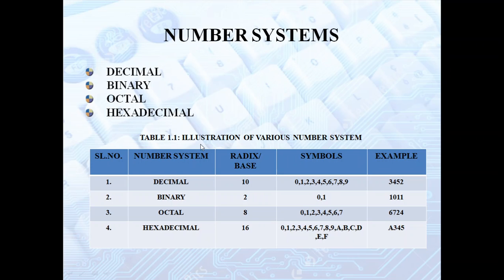This table illustrates the various number systems. Decimal number system: the base of the decimal number system is 10. Base is otherwise named radix. The symbols present in the decimal number system are 0 to 9. For example, 3452 is a decimal number.